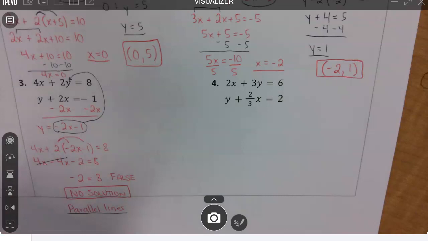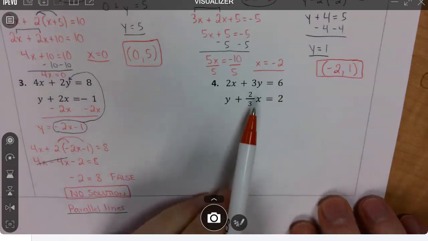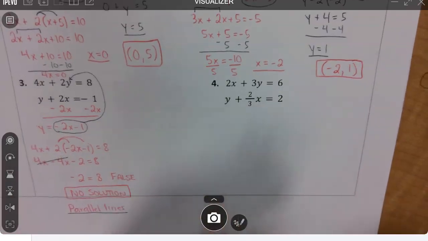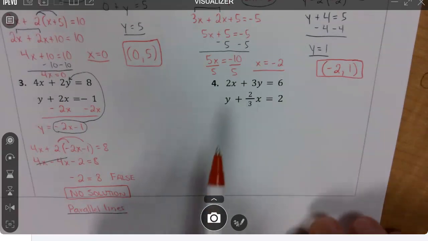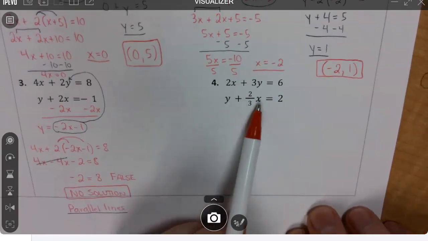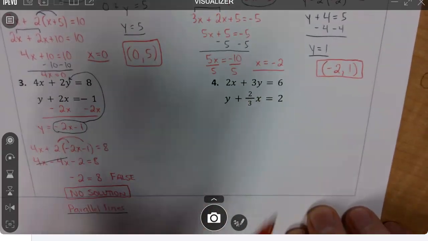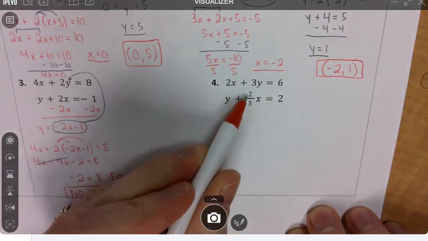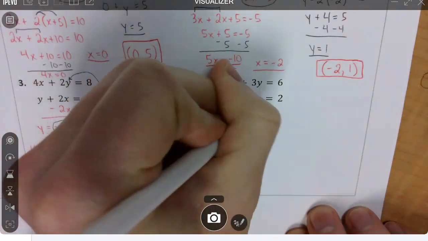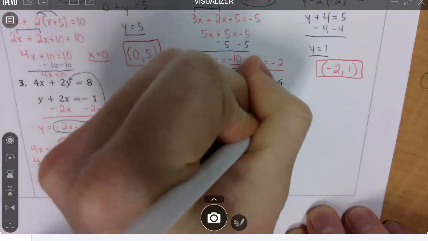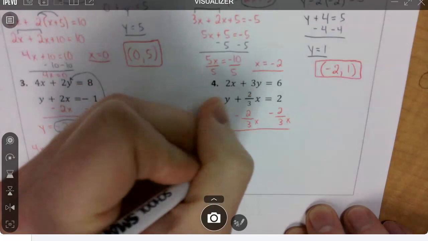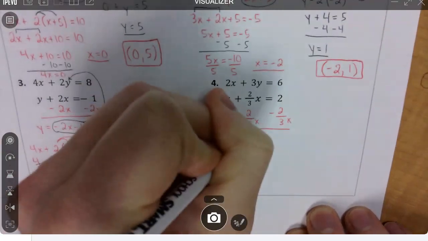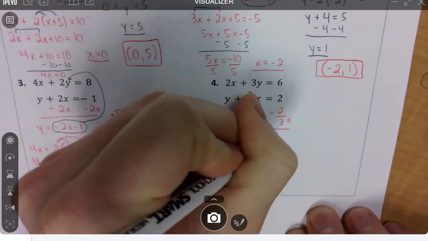Now as we look at number 4, I see a fraction. I'm not going to be scared of it. I'm going to be brave. Fractions are not scary. They can just be a little more difficult to work with. I see a singular y, so I need to move this term to the other side. It starts as a positive 2/3 x. I'm going to move it to the other side, subtract 2/3 x over there. And what am I left with? I'm left with y equals negative 2/3 x plus 2.